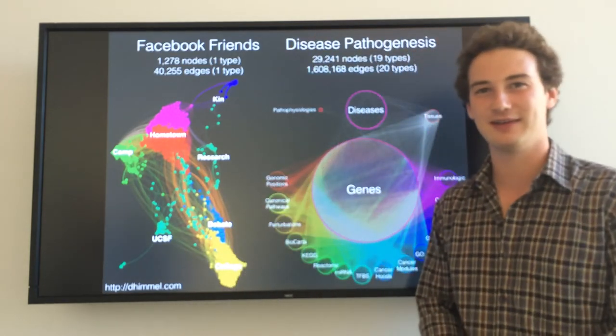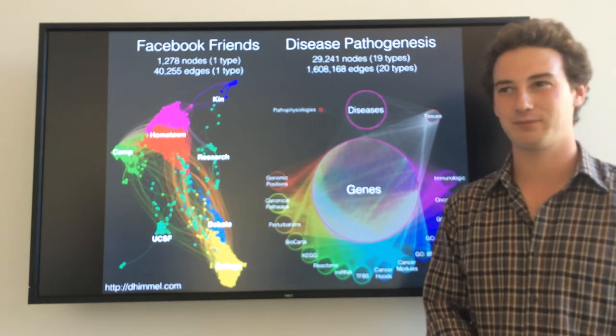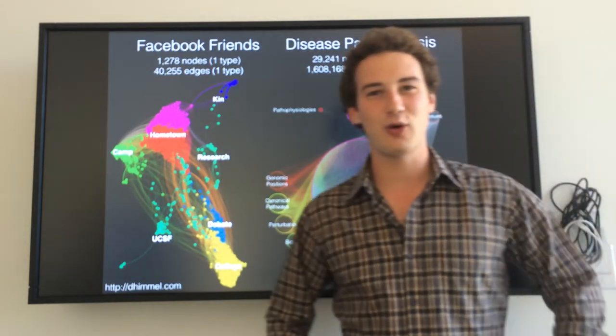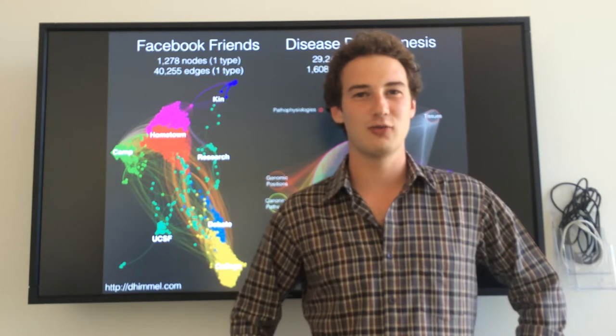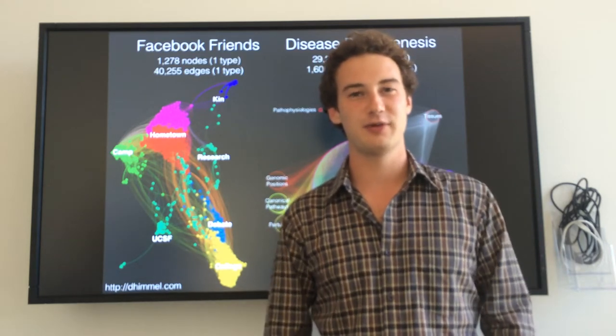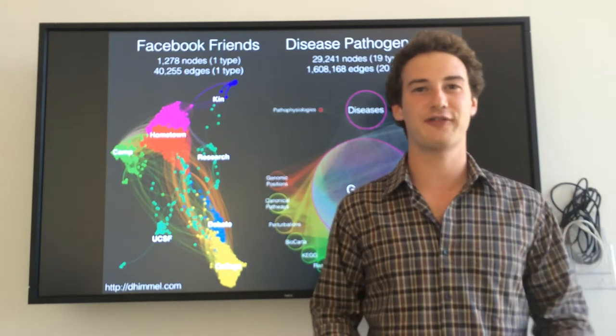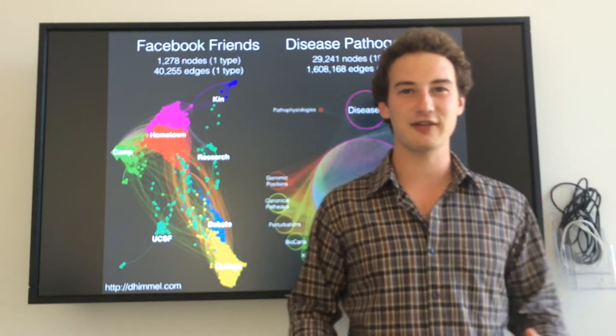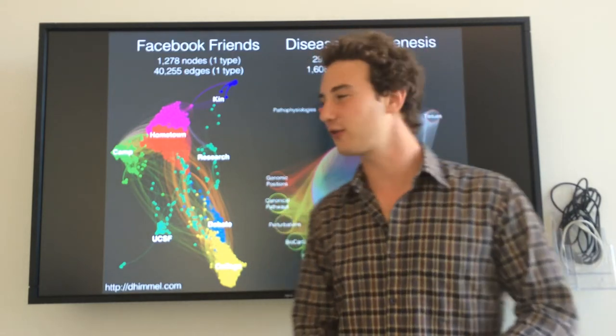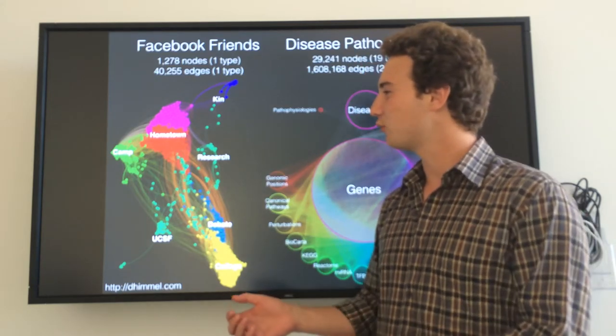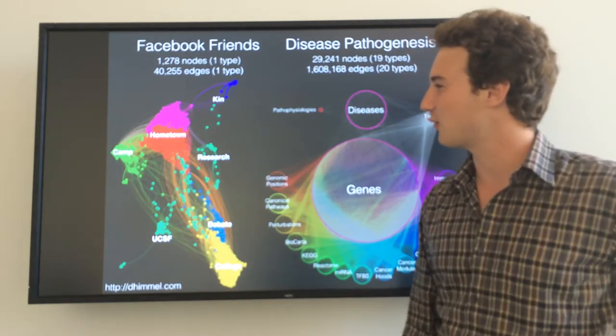Networks fascinate me. Let me tell you why. I have over 1,200 friends on Facebook. We'll call these friends nodes. Between them, there are about 40,000 friendships. We'll call the friendships edges. Together they form a network, and using the right layout, we can visualize the network.